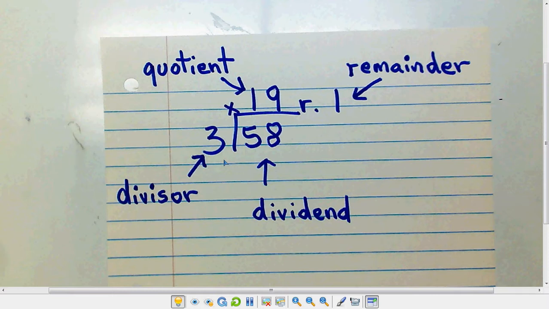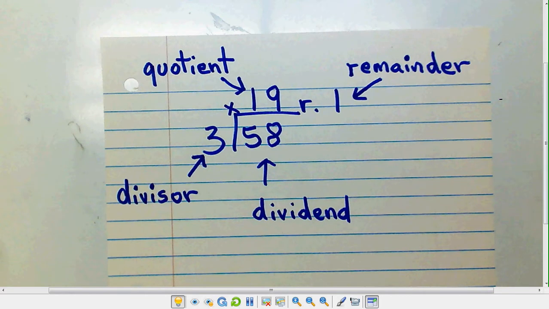Long division. Division is, the meaning of division is breaking a number into smaller equal groups, equal being the key word. I have here 58 divided by 3, which is 19, remainder of 1.